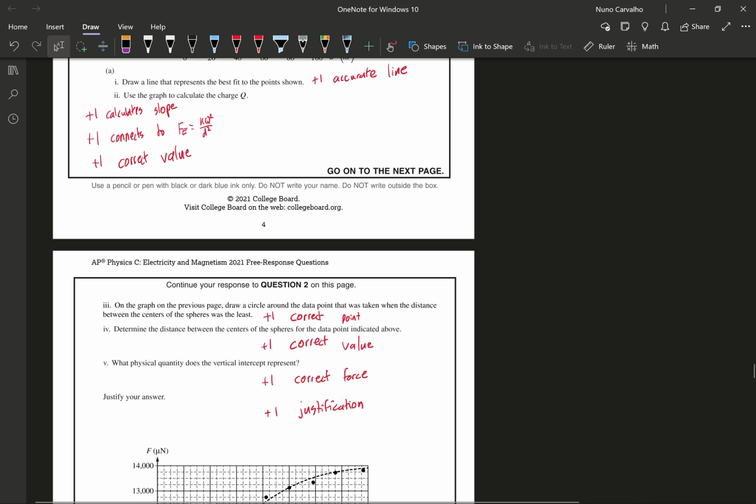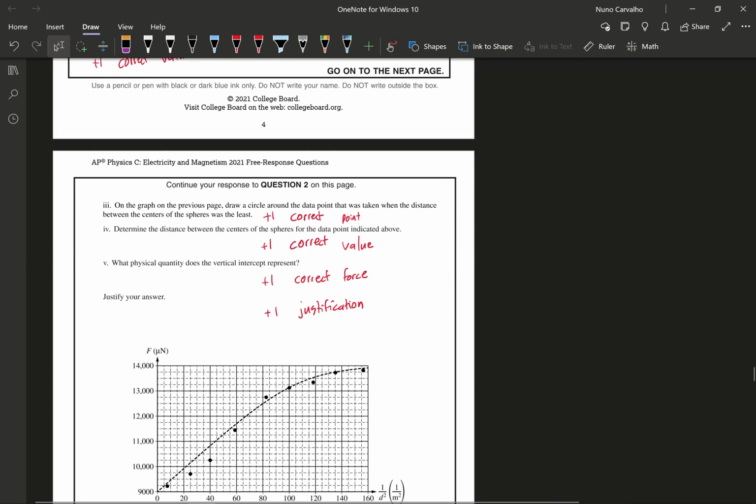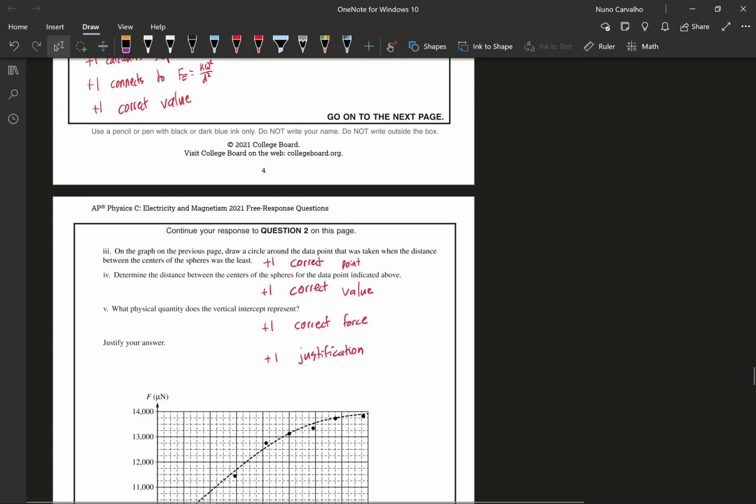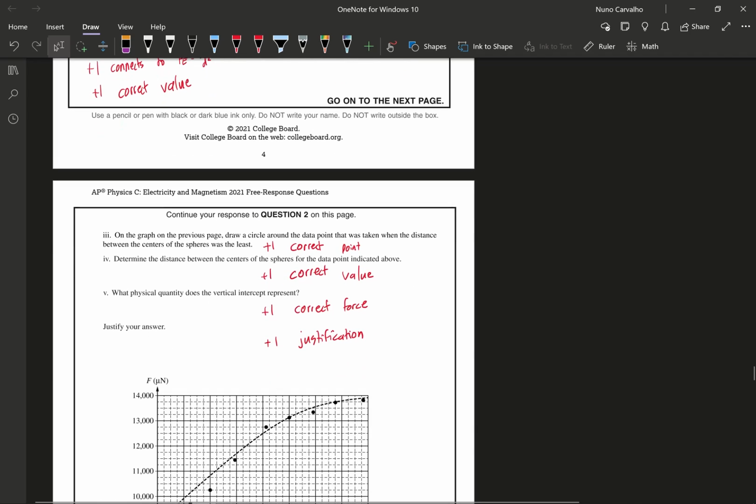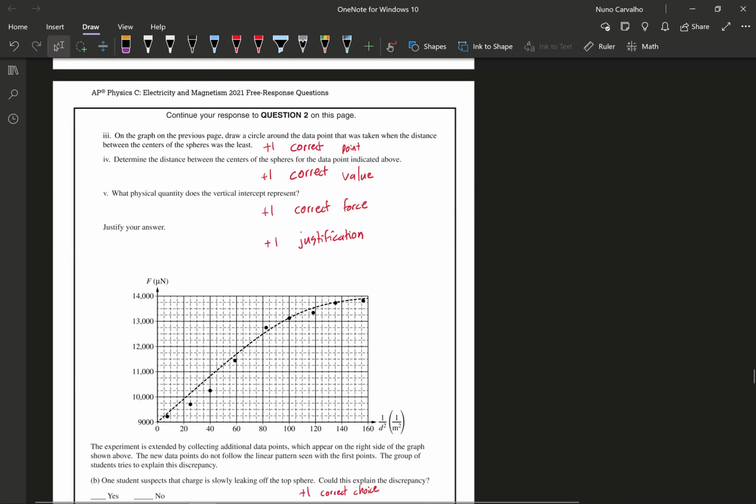For part five, what physical quantity does the vertical intercept represent? I think you get here a point for the correct force, and then you'll also get a point for the justification, something that's talking about the y-intercept and how that relates to the distance between the spheres, and why then it's going to be the gravitational force for part five.